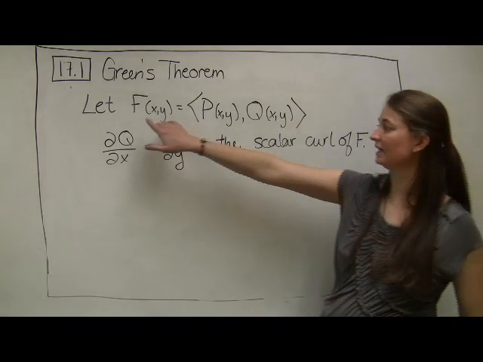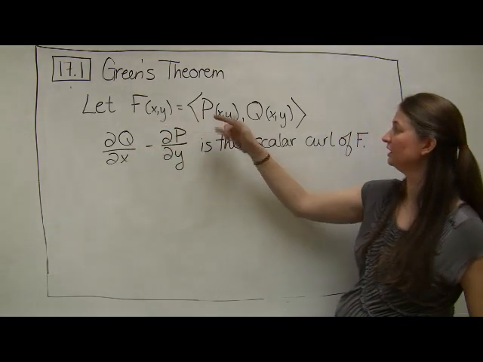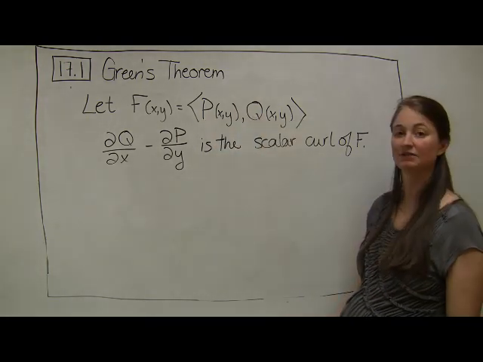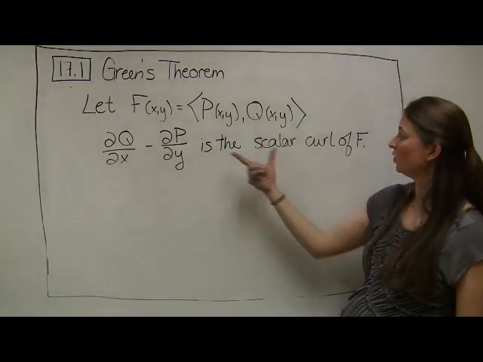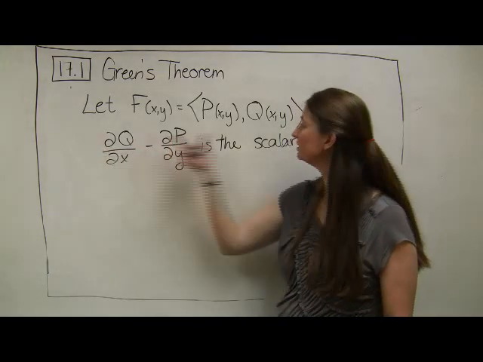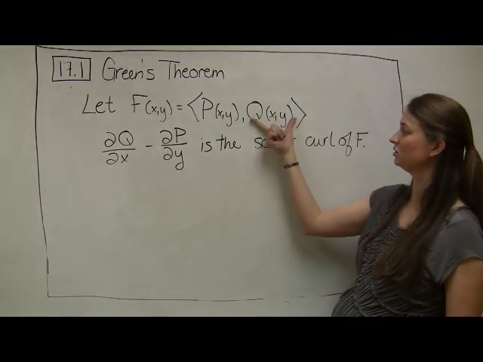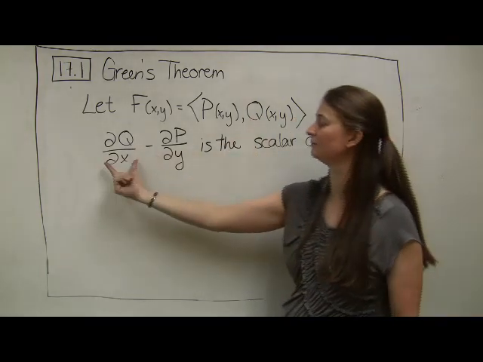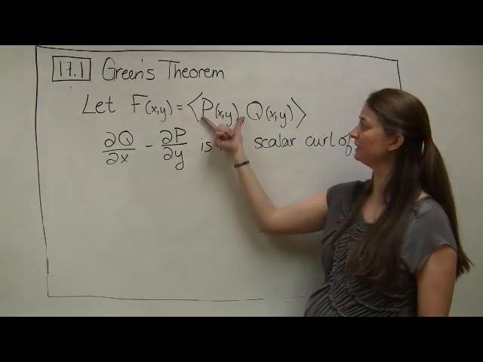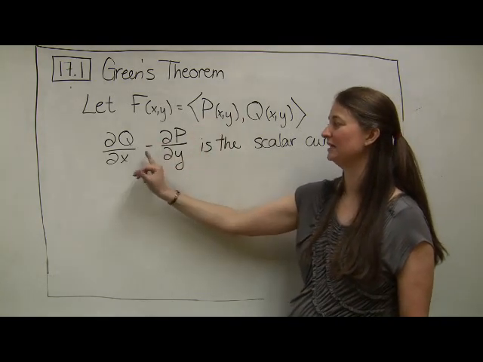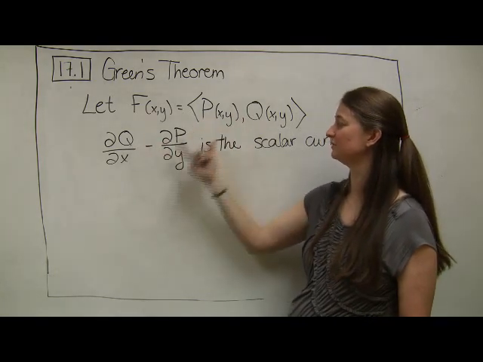So let's say that f is a vector field where the first component function is given by p and the second component function is given by q. If we look at the partial derivative of q with respect to x, notice that this is sort of backwards: q is in the y component and we're taking the partial with respect to x. And p is in the x component and we're taking the partial derivative with respect to y. So these are sort of flip-flopped of their position.